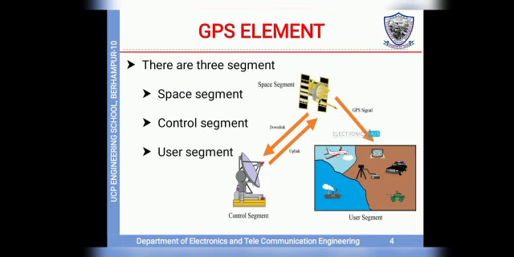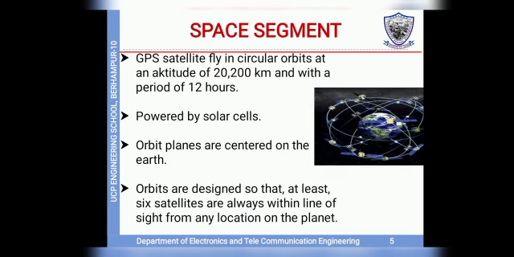Moving on, GPS elements. There are three segments of GPS: space segment, control segment, and user segment. Space segment. GPS satellites fly in circular orbit at an altitude of 20,200 km with a period of 12 hours. They are powered by solar cells and the orbits are centered on the Earth. Orbits are designed so that at least 6 satellites are always within line of sight from any location.